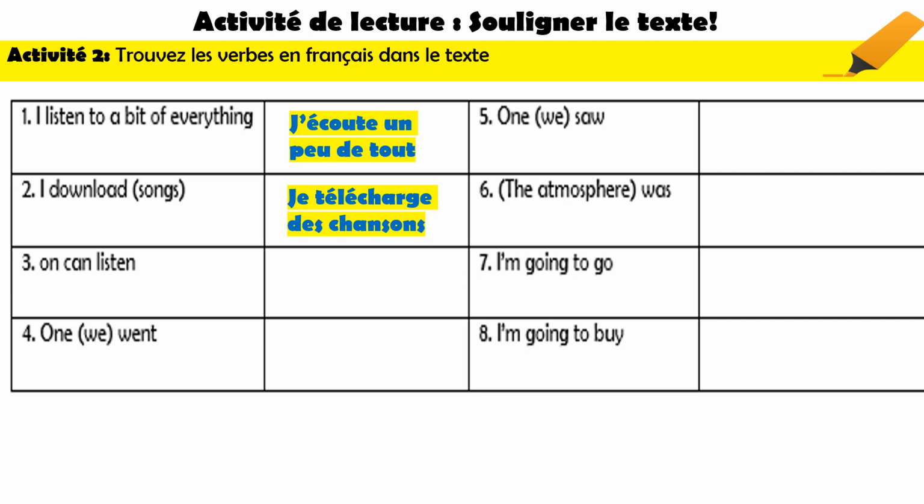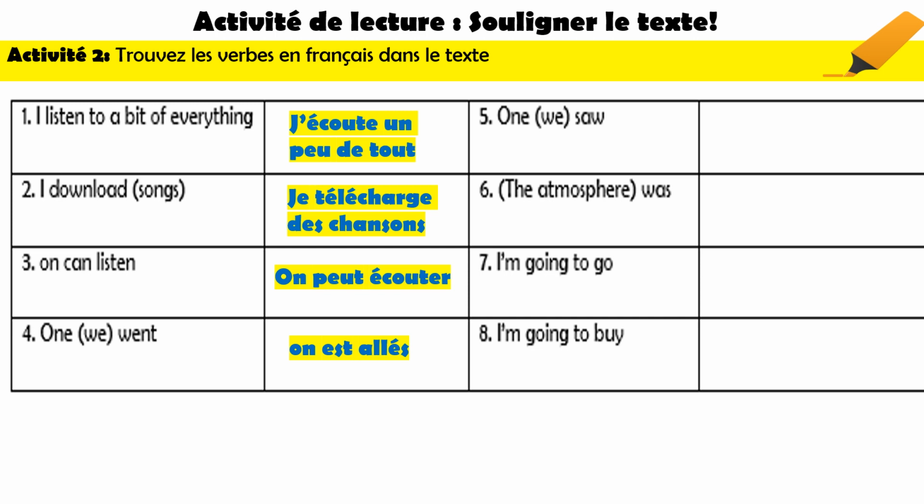Télécharger is our verb to download. If you want to get good at French, put your phone in French. My phone's in French, and you'll learn all this vocabulary like télécharger and things like that. One can listen: on peut écouter. One went: on est allé. You could also say nous sommes allés as well. Remember, on means one, which can mean we as well.